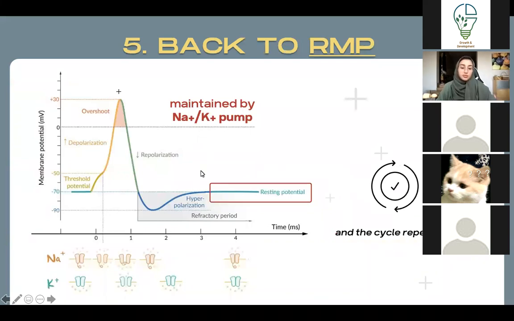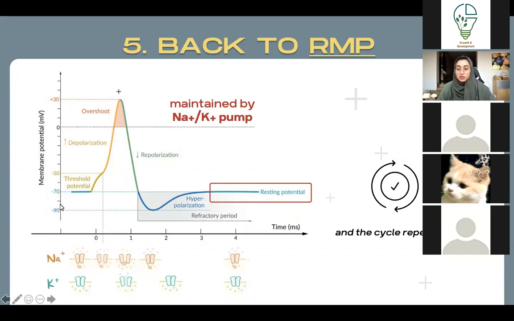By the sodium-potassium pump. Okay, so that's going to basically bring us back to the resting membrane potential. At this point now, the voltage-gated sodium channel is closed, the voltage-gated potassium channel is closed, and we're back to resting potential, where another action potential can happen.